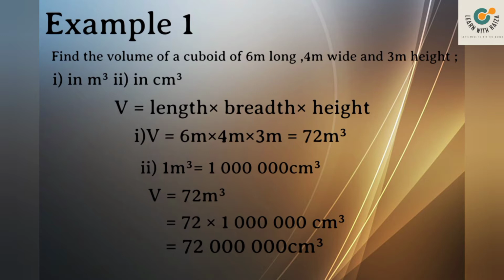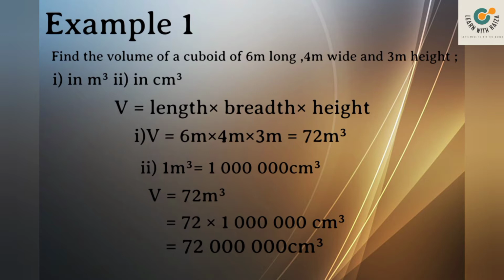Next we have to find the answer in cubic centimeters. So for that we need the relationship between cubic meters and cubic centimeters. So in the beginning I told you that 1 cubic meter is equal to 1 into 10 to the power 6 cubic centimeters. So already in part 1 we found that it is 72 cubic meters. So for the answer in cubic centimeters, we have to multiply 72 by 1 into 10 to the power 6 cubic centimeters. Then you get the answer as 72 into 10 to the power 6 cubic centimeters.